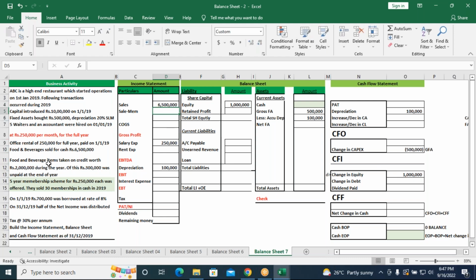Then food and beverage items taken on credit worth rupees 20 lakh during the year. So here we are taking food and beverages for 20 lakhs. I want you to answer. So 20 lakh rupees we are taking on credit, so accounts payable will be... Understand the question here. Out of 20 lakh, 3 lakh rupees were unpaid at the year end. That means we are supposed to pay 3 lakh rupees, and 17 lakh rupees we have paid.